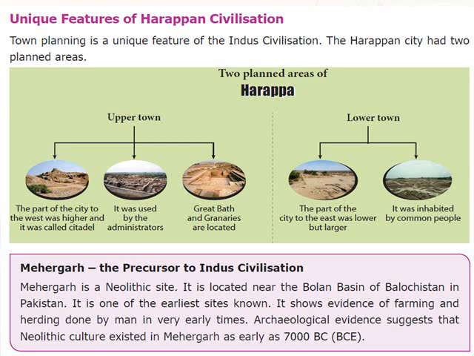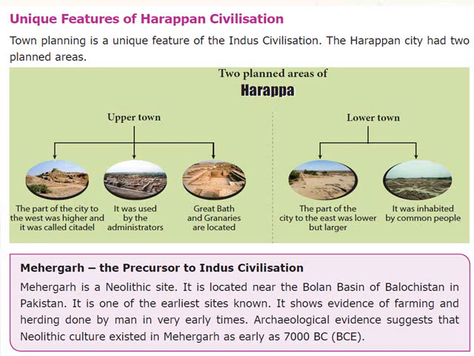Now let us learn about the unique features of Harappan civilization. Town planning is a unique feature of the Indus civilization. The Harappan city had two planned areas. So there were two planned areas for the Harappan city. One was the upper town, the other one was the lower town. Which were the two planned areas? It was upper town and lower town.